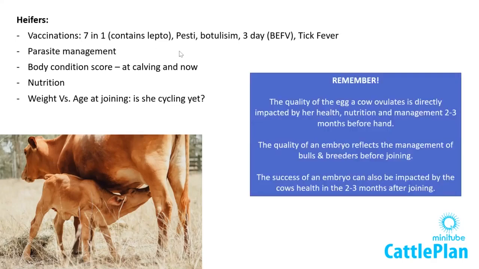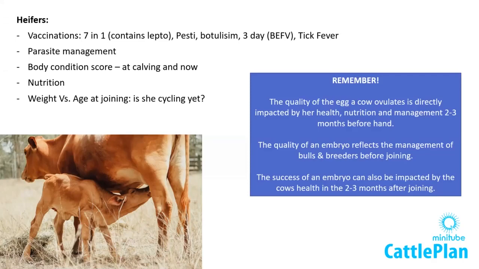So when we're looking at managing the nutrition and managing our breeders coming into joining, it's similar to the bulls. The quality of the egg that a cow ovulates is directly impacted by her health and nutrition in the 2 to 3 months beforehand, because just like the sperm, it takes an egg about 8 to 9 weeks to actually go through the maturation process before that ovulation. So anything that impacts their health, changes in nutrition or illness in that time can affect how fertile they are. So it's important to remember that management prior to joining is key to a good fertile cow.